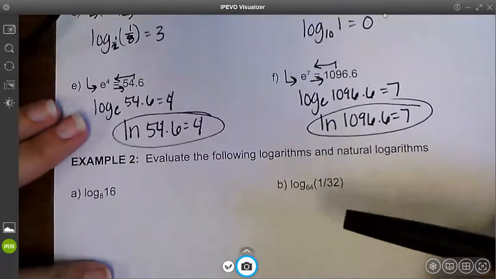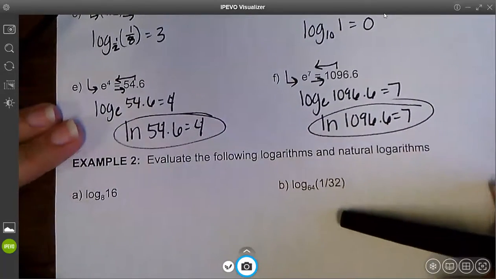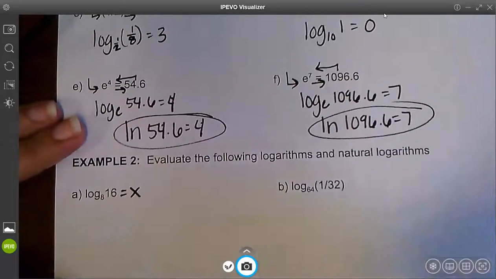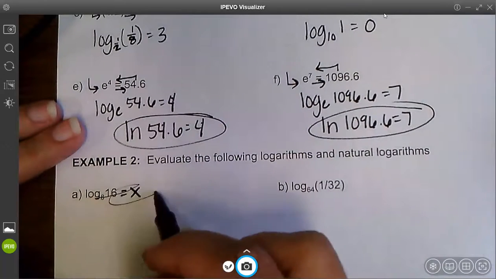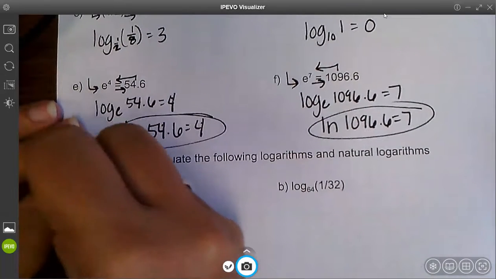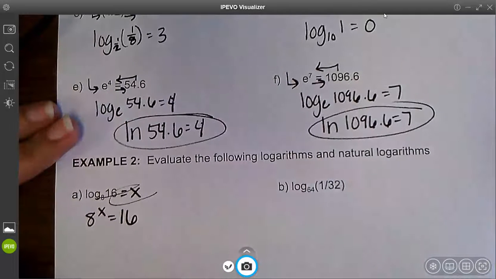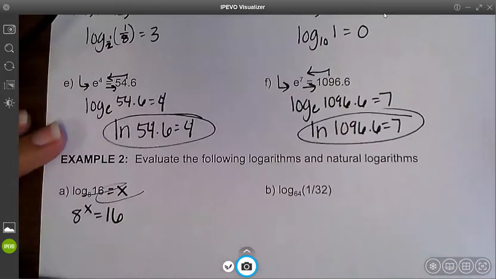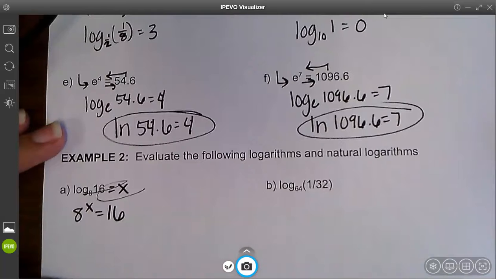To evaluate these, we are going to set them equal to x and convert them to exponential form. So converting to exponential goes like this. We have 8 to the x equals 16. So we can't raise 8 to any power to make it 16. 8 times 2 is 16, but 8 squared is 64. So this is where it's kind of important to know your exponents or to be able to use your calculator quickly.